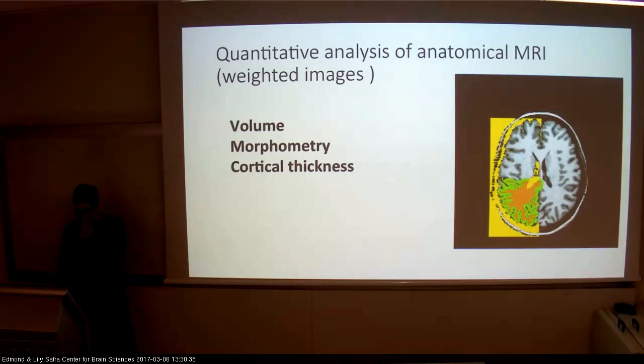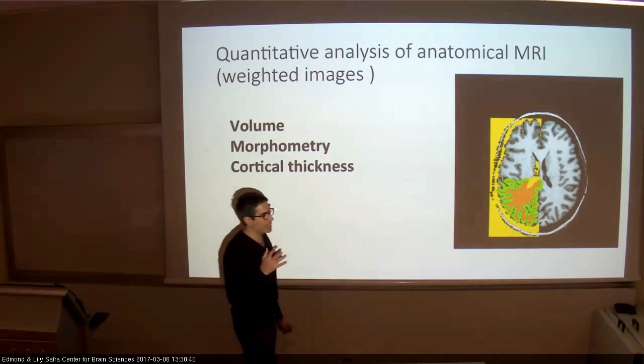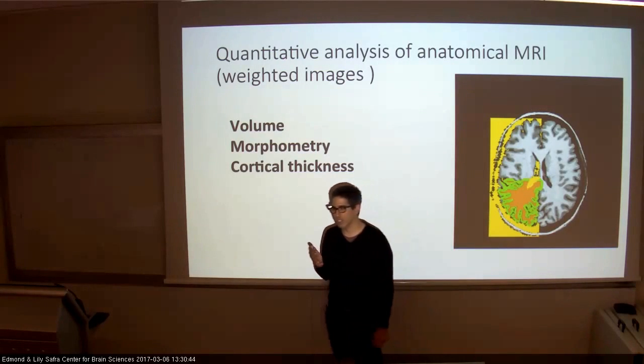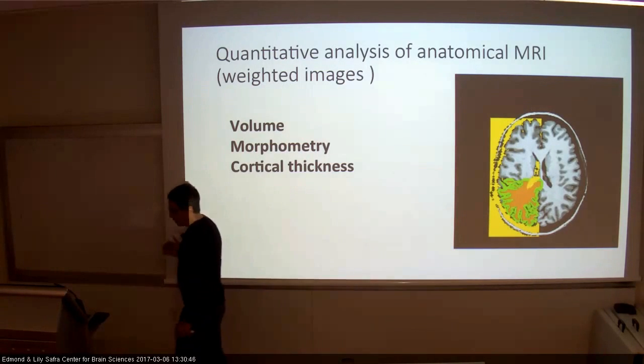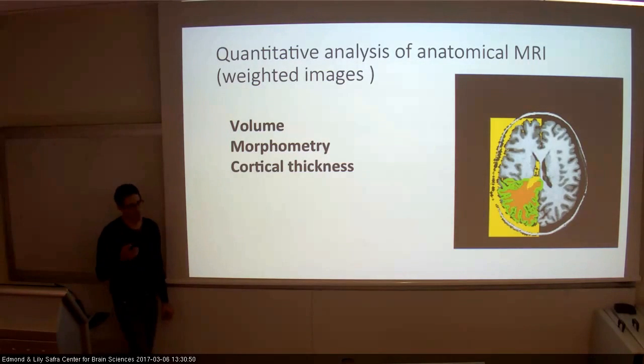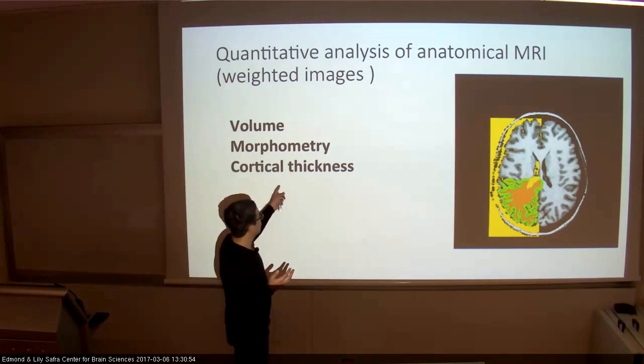Okay. So what else can we do? We're done with that. Now let's try to quantify things, given this image and the segmentation of this image. And so we can quantify volume. We can maybe quantify morphometry. We're going to say what morphometry is exactly. Or maybe you can also quantify cortical thickness.